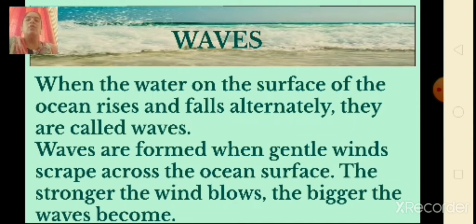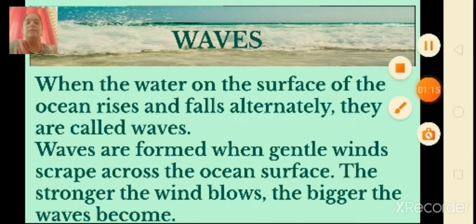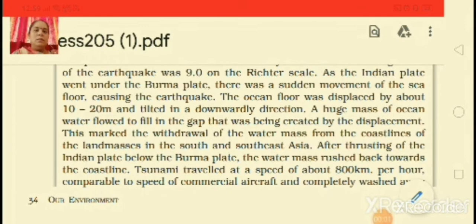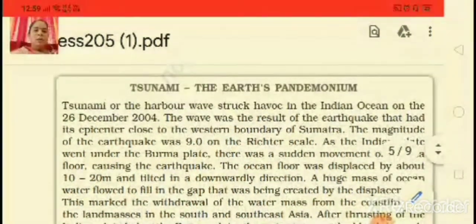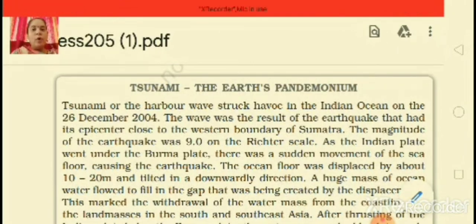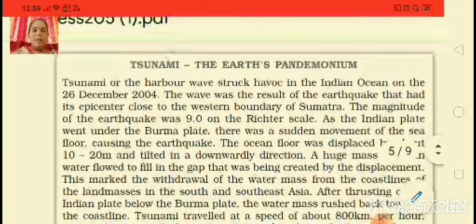The tsunami of 2004 caused widespread destruction and damage in the coastal areas of India. The Indira Point in the Andaman and Nicobar Islands got submerged after the tsunami. So children, now let us read about tsunami. This extract is from page number 34 of your geography textbook.